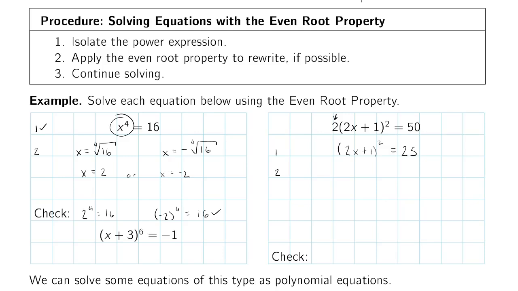Now, I'm going to use the plus or minus shortcut at this point, and we'll see some of the benefits and some of the drawbacks of using that shortcut. So 2x plus 1 then is plus or minus the square root of 25. In other words, plus or minus 5. Now we need to continue solving for x. And to do that, first we want to subtract 1 on both sides.